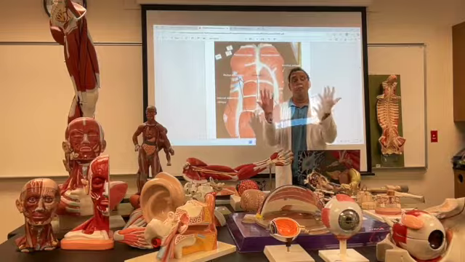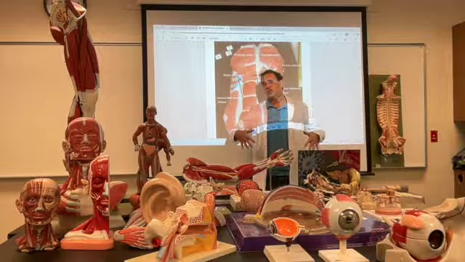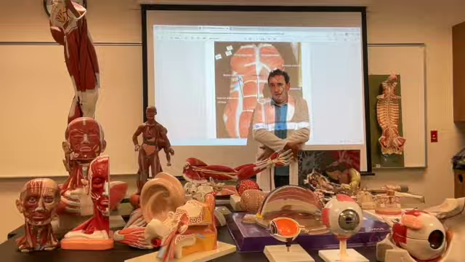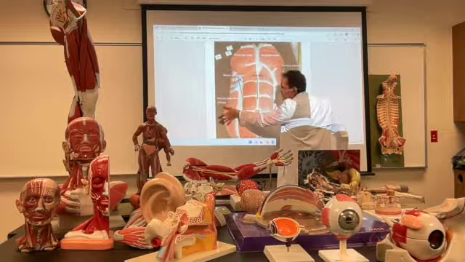So the muscle fibers are going to run towards the midline, like you're putting your hands in your pocket. That's going to be external oblique. Now if I took my hands and did them like this, you're going to see the muscle fibers are running away from the midline. That's going to be internal oblique.